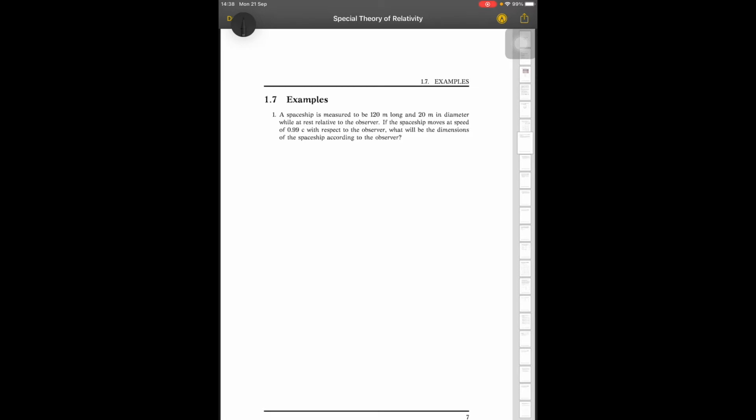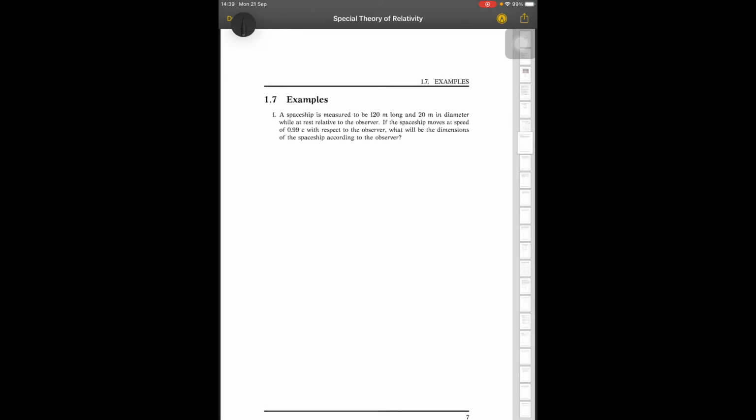Question 1. A spaceship is measured to be 120 meters long and 20 meters in diameter while at rest with respect to the observer. If the spaceship moves at a speed of 0.99 c with respect to the observer, what will be the dimensions of the spaceship according to the observer? Pause the video now if you want to try this question on your own.